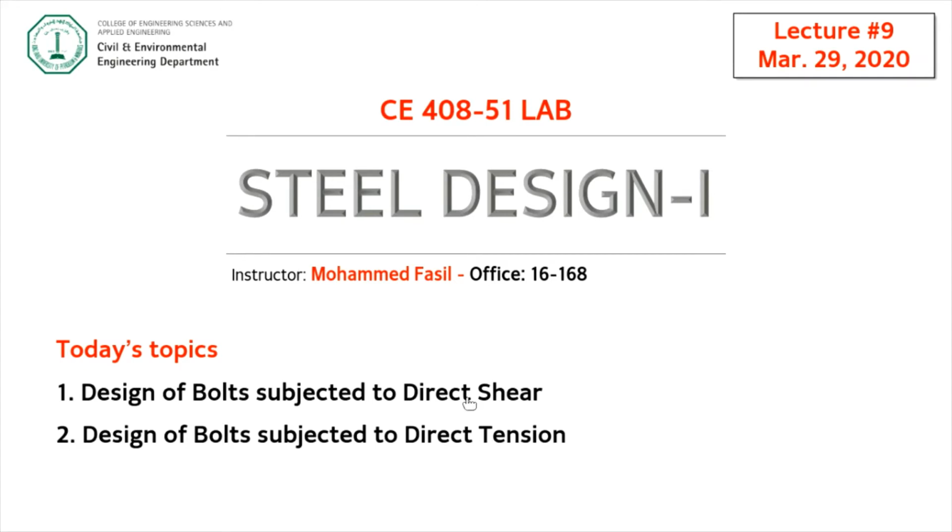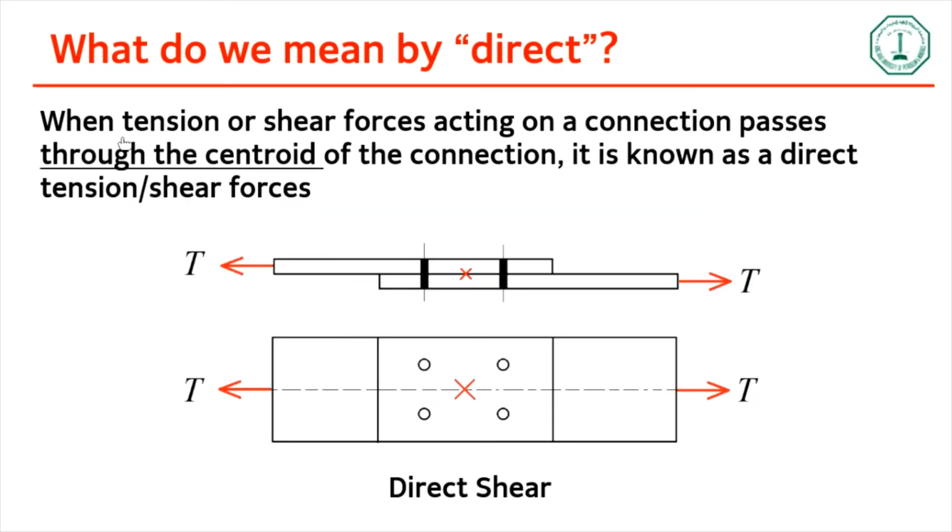When I say the bolt is subjected to direct shear, or when the bolt is subject to direct tension, what do we mean by the word direct? Okay. So direct, when a tension or shear force is acting on a connection which passes through the centroid of the connection, it is known as direct shear. Okay, so a direct shear or direct tension.